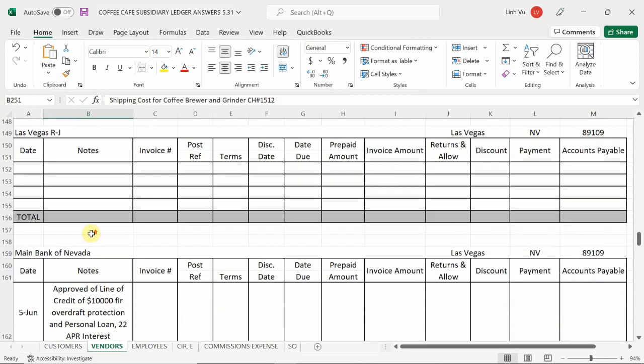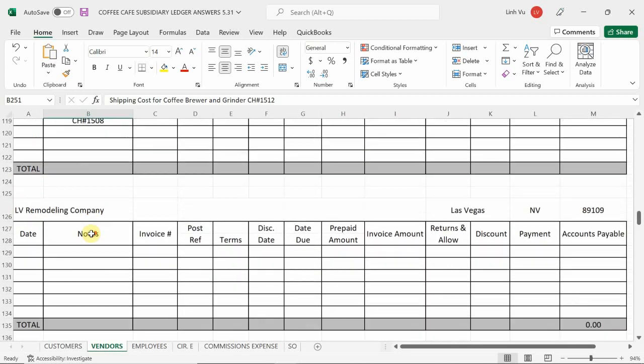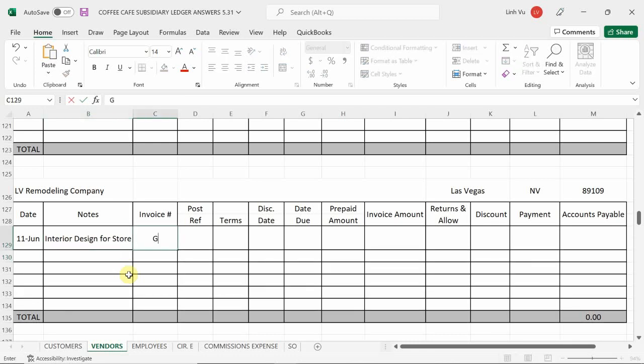So LV Remodeling. Here's a Las Vegas land LV Remodeling right here. Today is the 11th. What did you get billed for? Interior design for the store. Invoice number 1754. Post reference. We're still on page 4. Terms. Were we given terms?